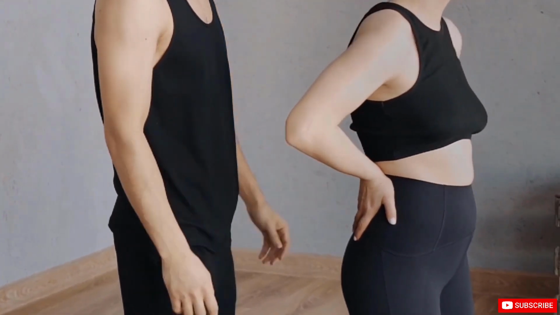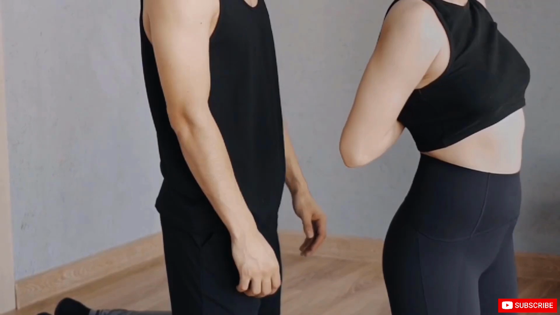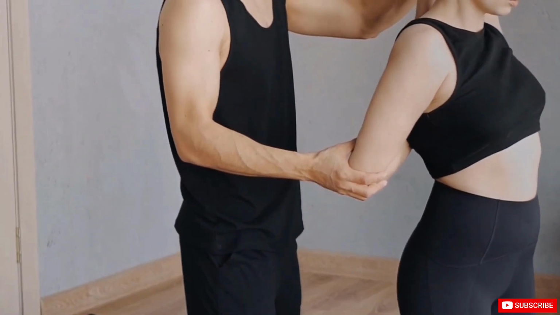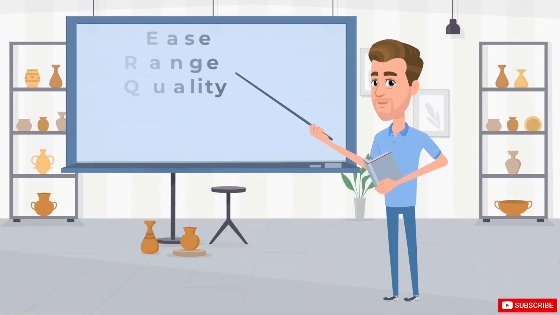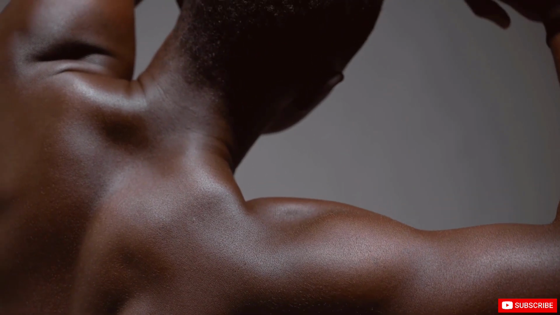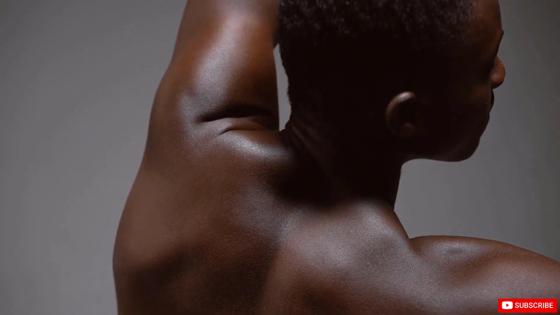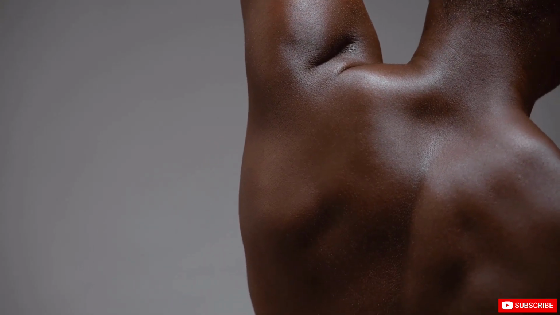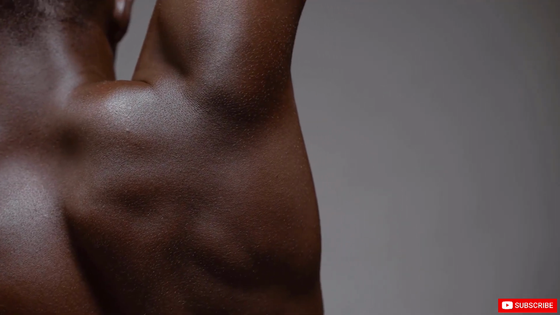So if we observe that they start to lift their arm and get to about 90 degrees and then their shoulder takes over, it's those little things that we look for that are going to help us put together a plan for our treatment. The things we're looking for are ease, range, and quality of motion. How easy is it for them to move their arm? How far can they move their arm? And what's the quality of the motion? Is it choppy? Do they get to a certain point and start to struggle?